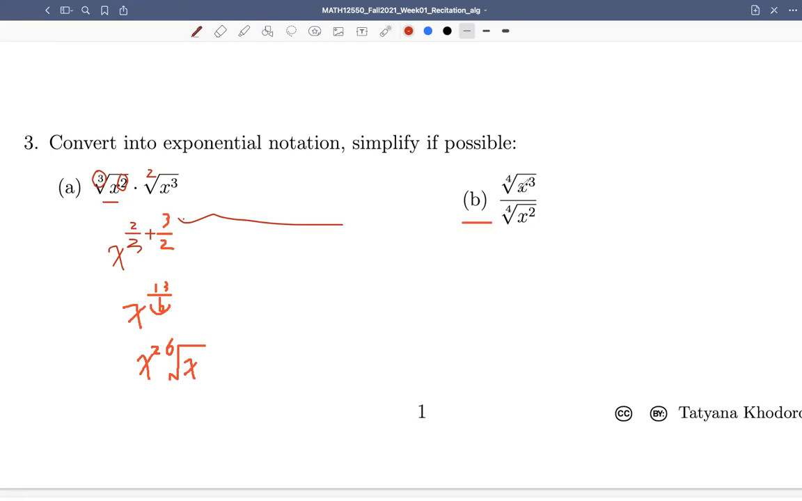For b, we see the index is the same. So we can put them together under the same index 4. Then inside we have x cubed divided by x squared. That's just x. Right? So we get the 4th root of x. That's for b.